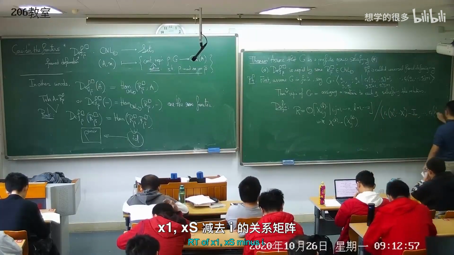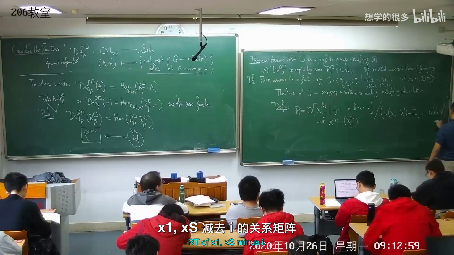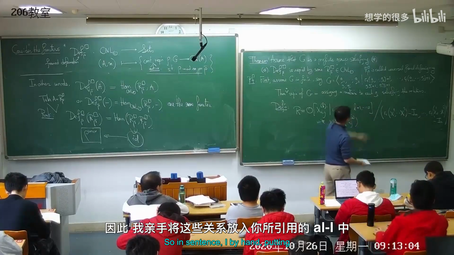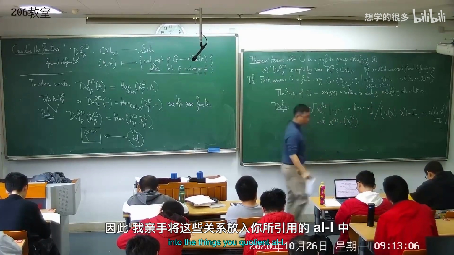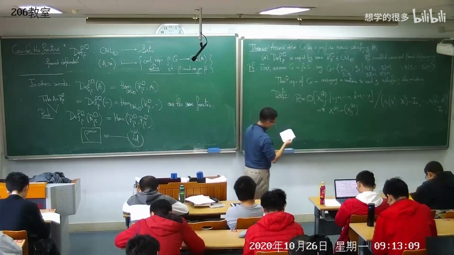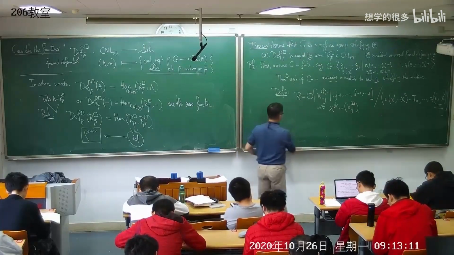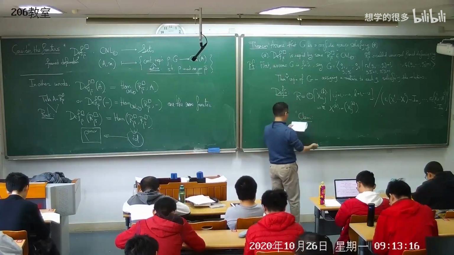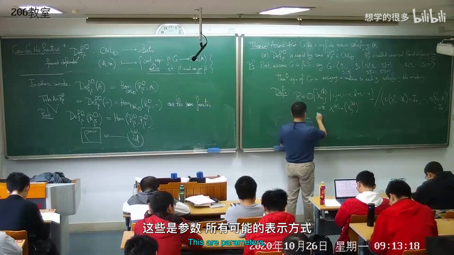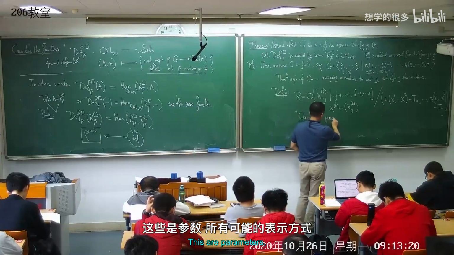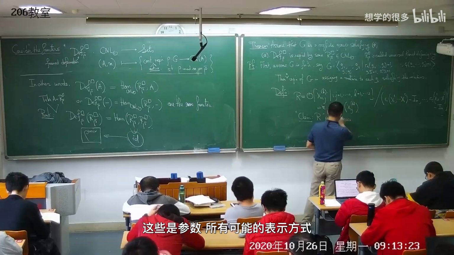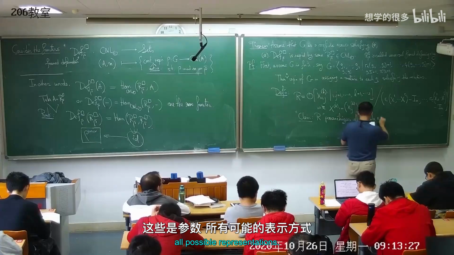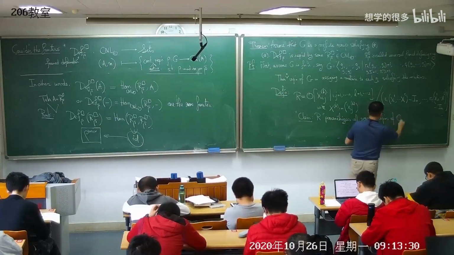R_T of x1, ..., xs minus I. So in some sense, I by hand put in these relations into the things you quotient out by. So I claim, I'm not going to prove this claim, but morally speaking, this R parameterizes all possible representations of G.